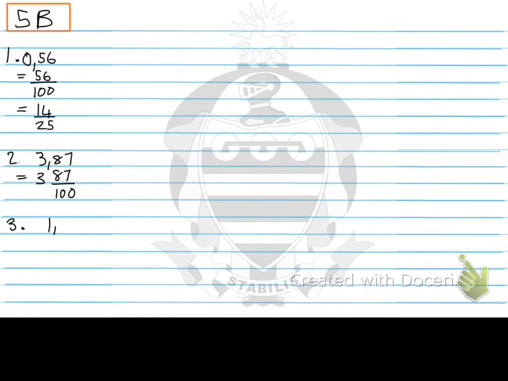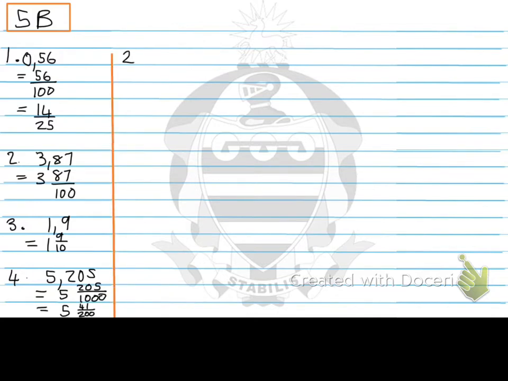Number 3, 1,9 is 1 and 9 over 10. Number 4, 5,205 is 5 and 205 over 1,000, which simplifies to 41 over 200. So it's 5 and 41 over 200.